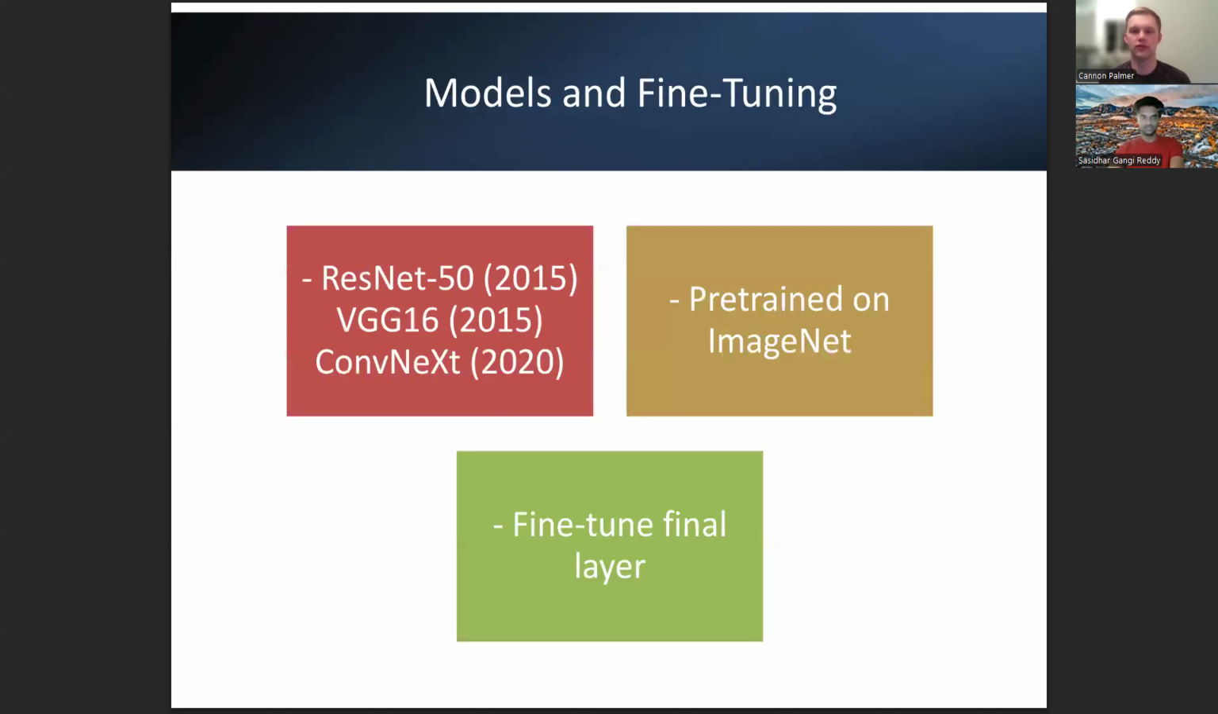Models and fine-tuning. We chose three CNN models: ResNet 50, VGG16, and ConvNeXt. They were pre-trained on ImageNet. We replaced their last layers and fine-tuned with just 1, 5, 10, and 20 samples per class, hence few-shot learning.